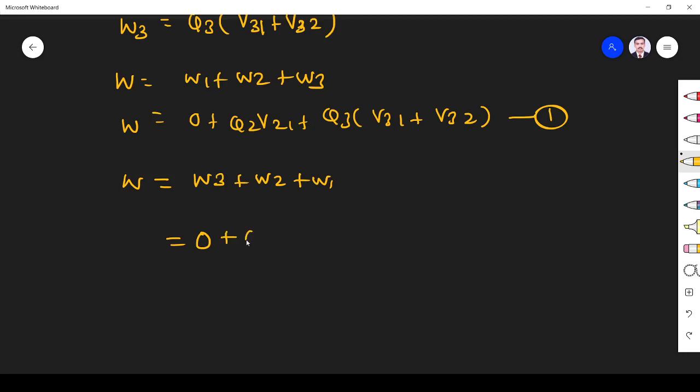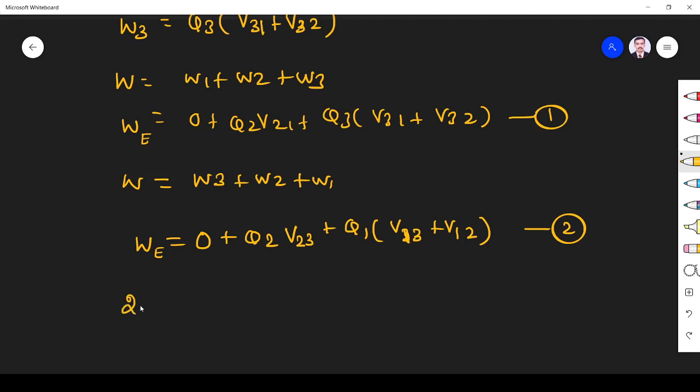Next we move Q2, and the potential at point 2 due to charge 3. Next we move Q1, then the potential at point 3 due to potential at point 1 due to 3 and potential at point 1 due to 2. Let us assume this is 2 WE. If you add them, let us assume it is WE. So what is the total?